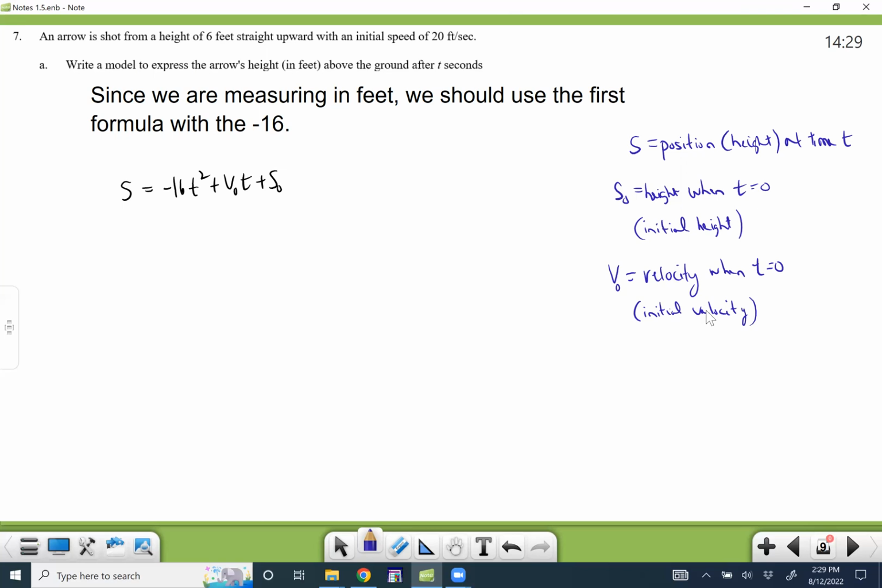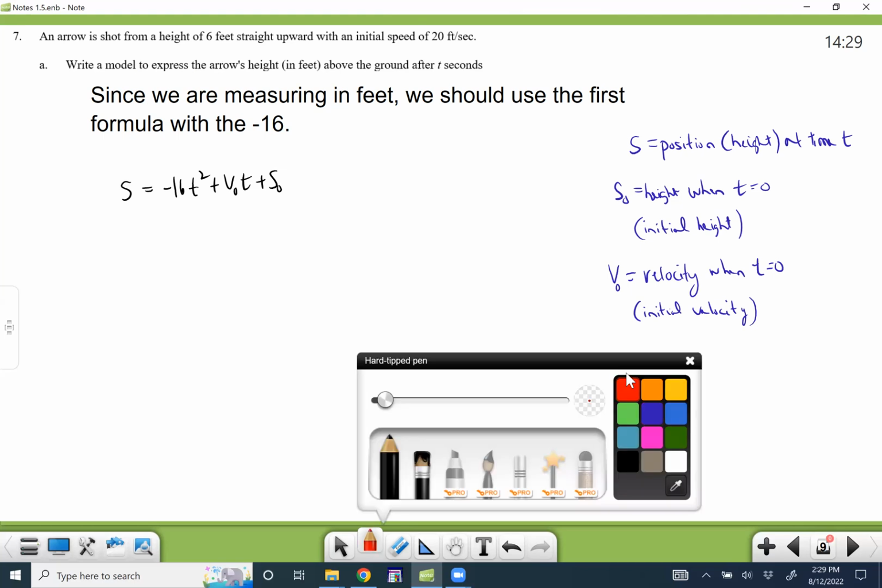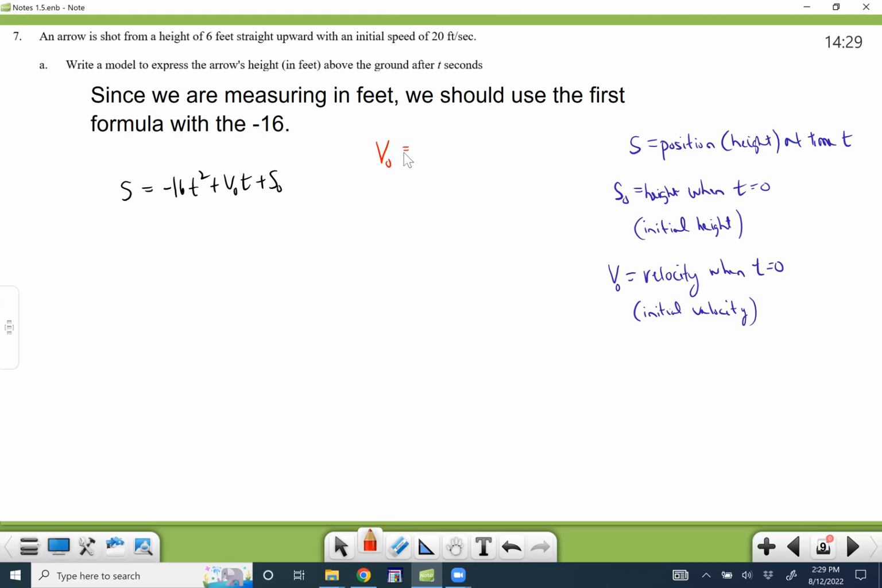All right, so you can see here, it says it has an initial speed of 20 feet per second. So that's going to go in for the v naught in this problem, okay? And the arrow is shot straight up from a height of 6 feet. So that's going to be our s naught. So you read through and you figure out what's going to be your v naught, your initial velocity, and your initial height. And we'll just substitute those into the formula.